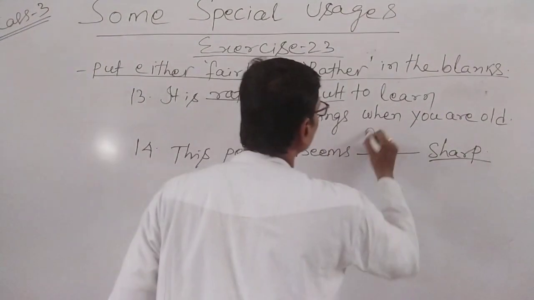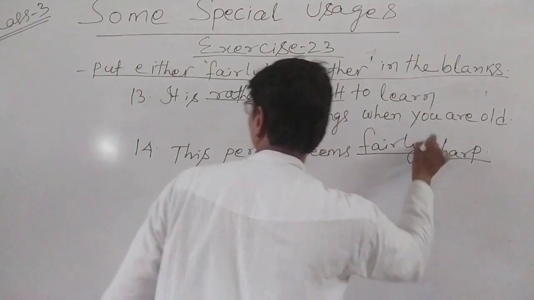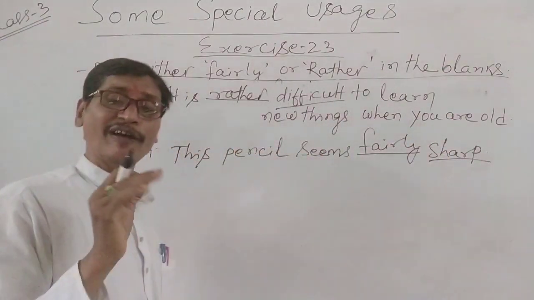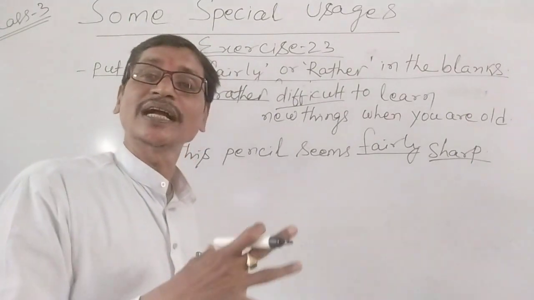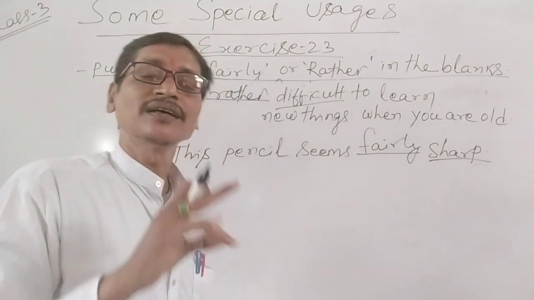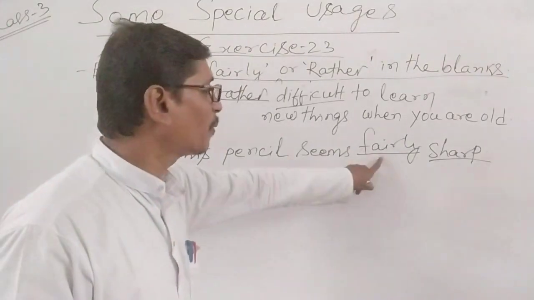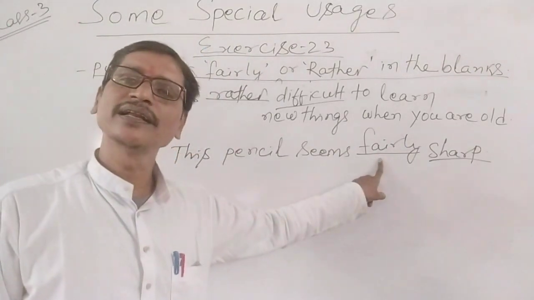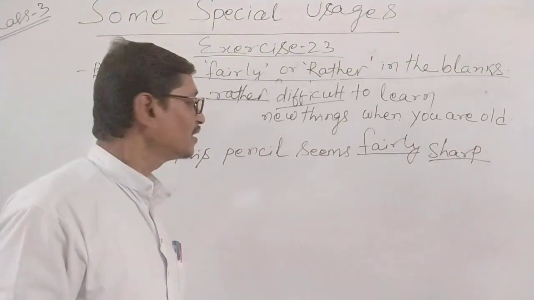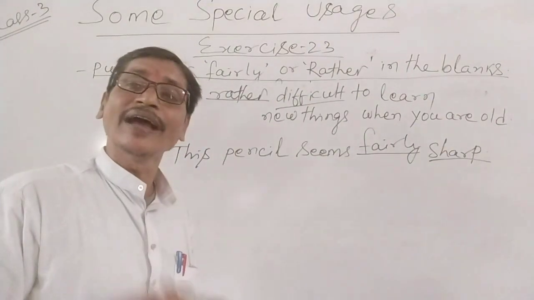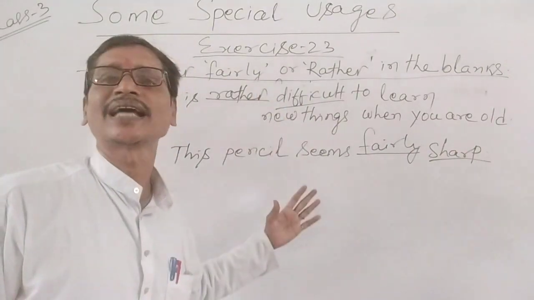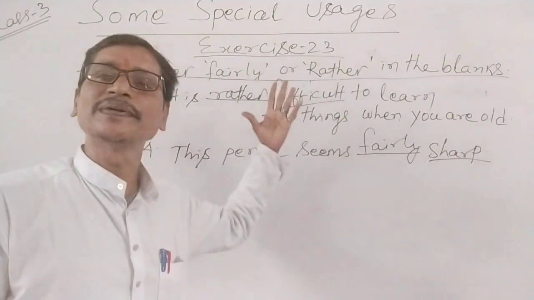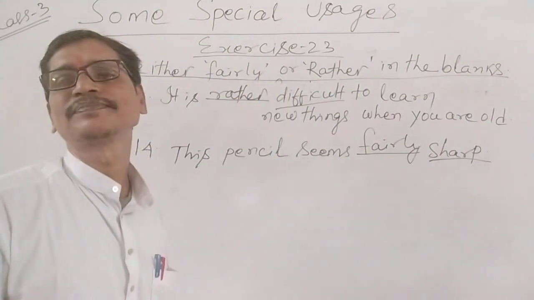Therefore, we can use fairly. So this pencil seems fairly sharp. That means we approve this sharpness of this pencil so that we can draw our drawings well. Understand? Therefore, we have used fairly. So students, today we understood when to use fairly and when to use rather in the exercise, and the rules with examples.